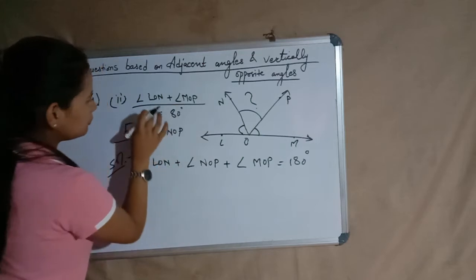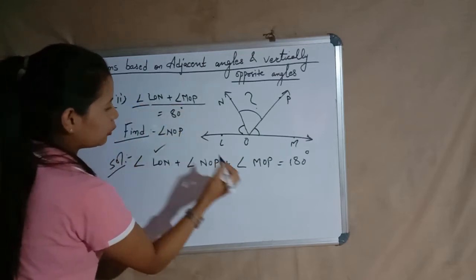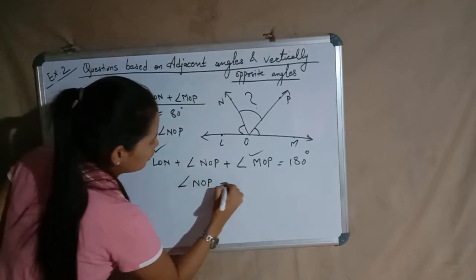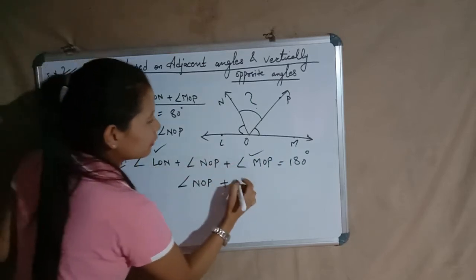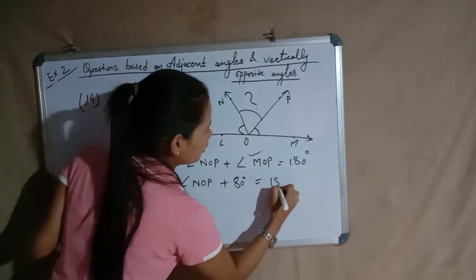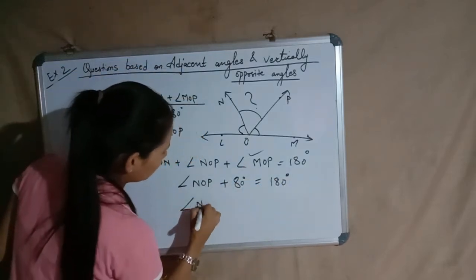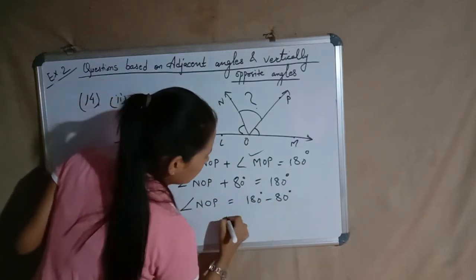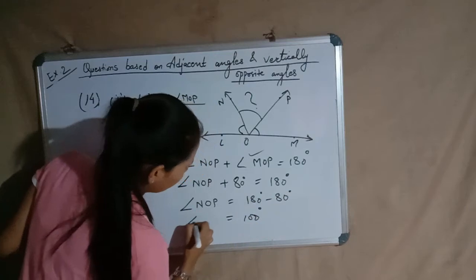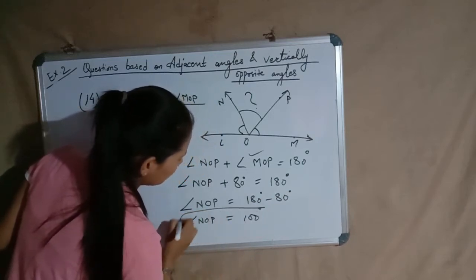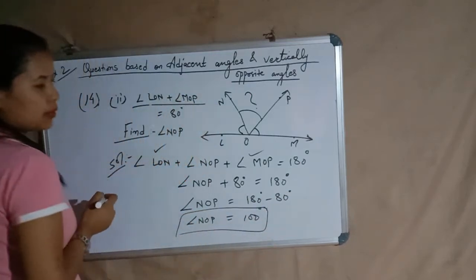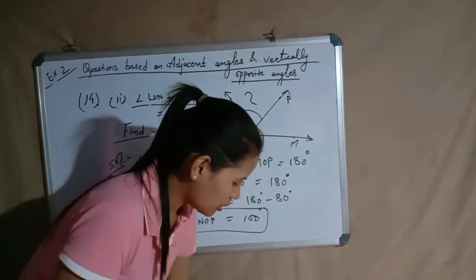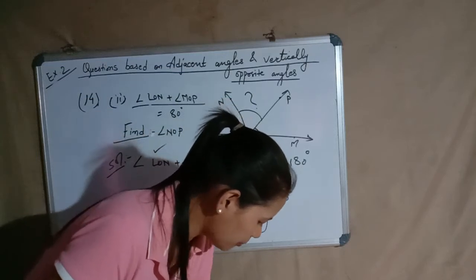So here the fact is given, angle LON plus MOP equals to 80 degree. So this angle I'll write here. These 2 angles sum is given, that is equals to 80 degree. This is 180. So angle NOP equals to 180 degree minus 80 degree. That is equals to 100 degree. So this is how we do. Okay. So it's pretty simple. I hope you understood. Now I'll take question number 15, part 1.